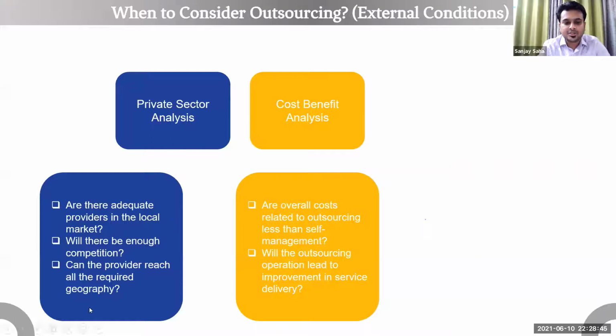And the second question that needs to be asked is, will the outsourcing operation lead to improvement in service delivery? So for example, if your current service delivery in percentage is 60%, and the outsourcing provider is also doing it at 60%, then you are not actually getting any value. There has to be a case where your service delivery should go from 60% to 90%, using the outsourcing provider.